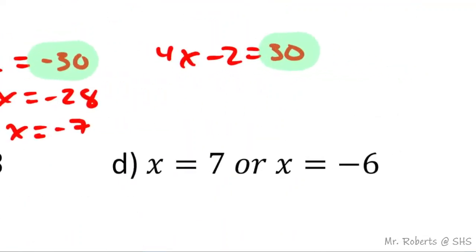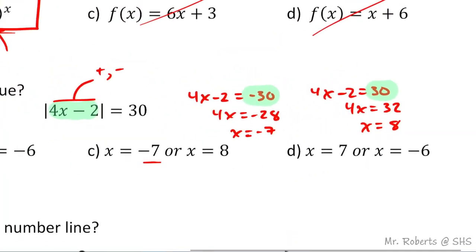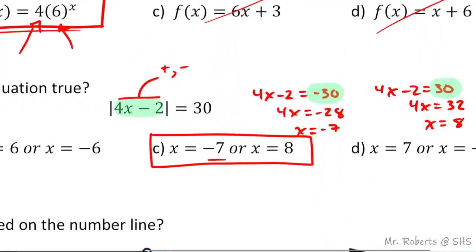If I add 2 to both sides, I get that 4x would equal 32. And if I divide both sides by 4, I get that x would have to be 8. So I've got x is negative 7 or x is positive 8, which looks like choice C. And I can check both of those, right?